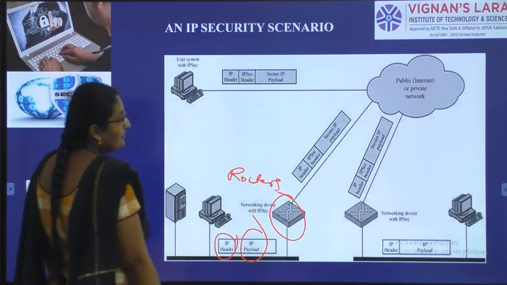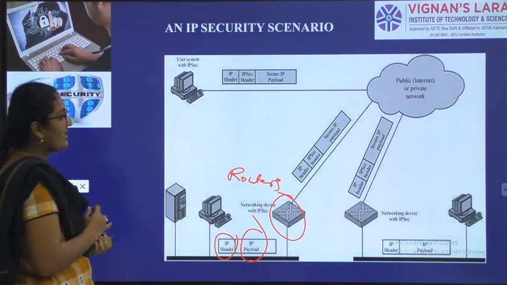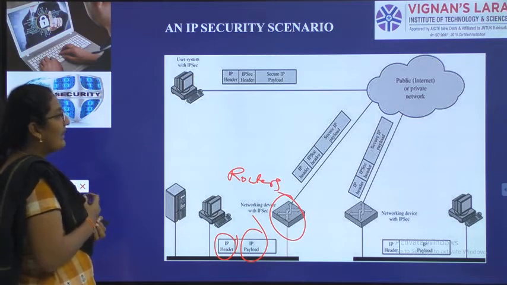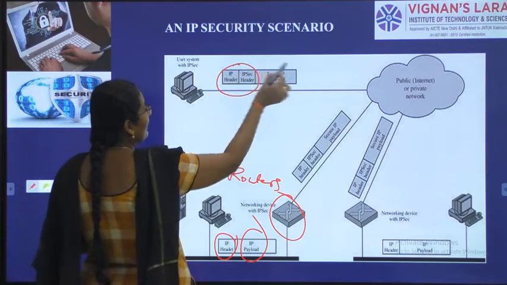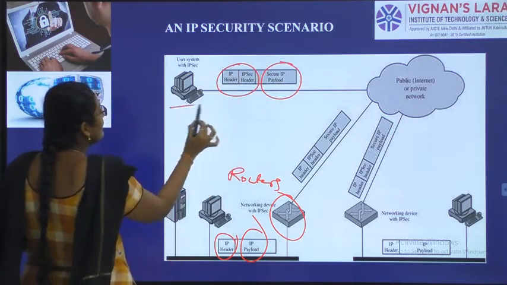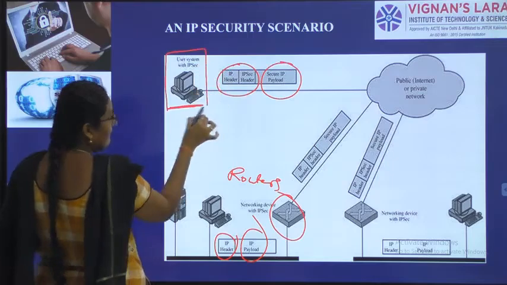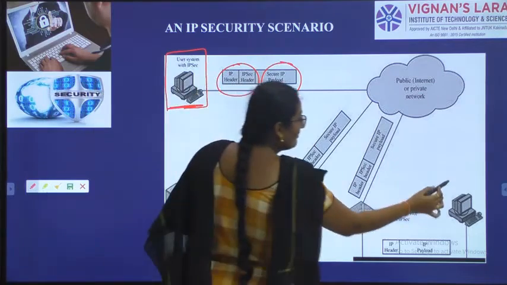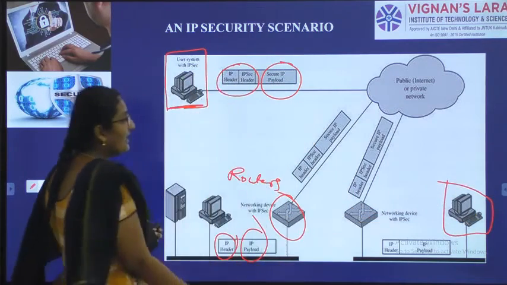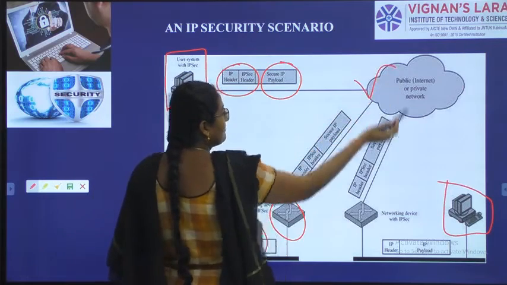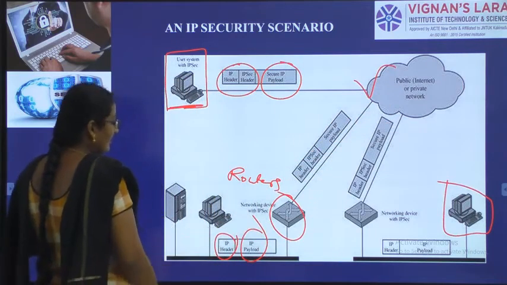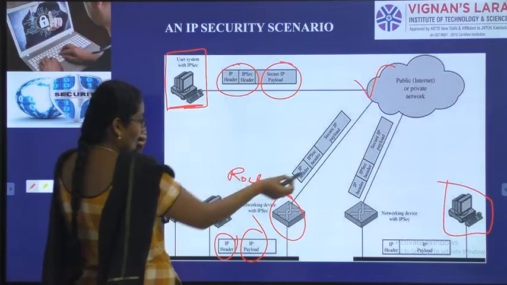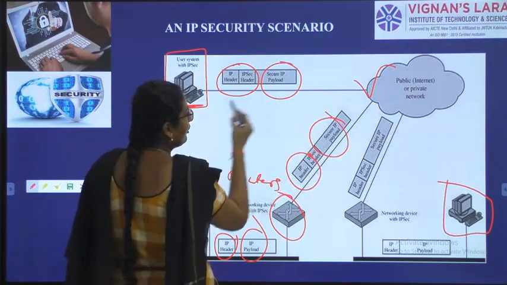In a network, we can use routers for data transfer. So the packet is divided into IPsec header and IPsec payload. You can see the system here. We need to transfer data to another system, so for that we are using some private networks, public networks, and routers. We have that packet in the form of IP header and IP payload.